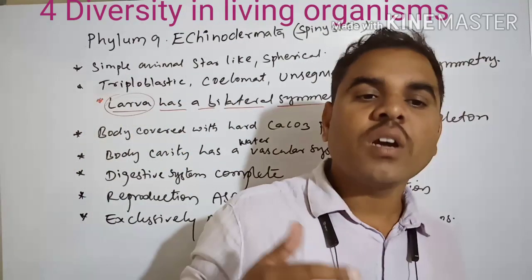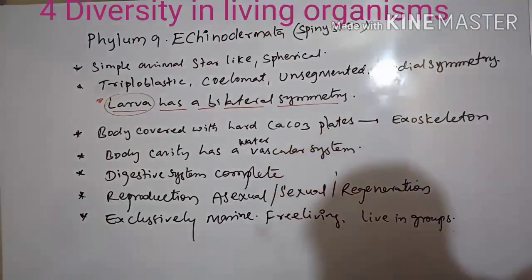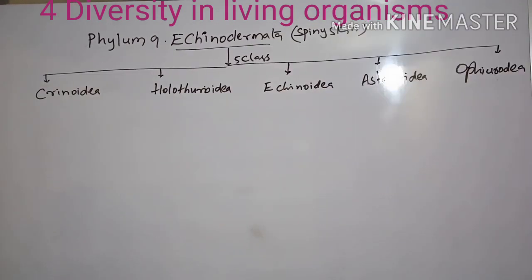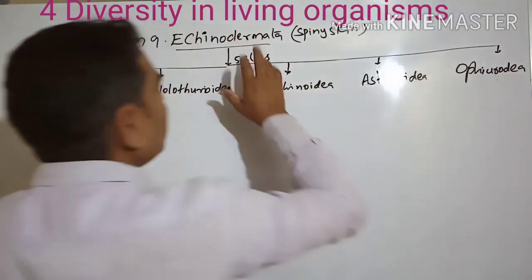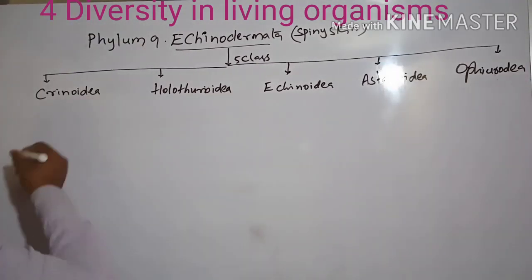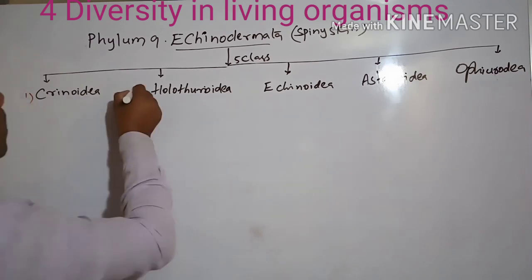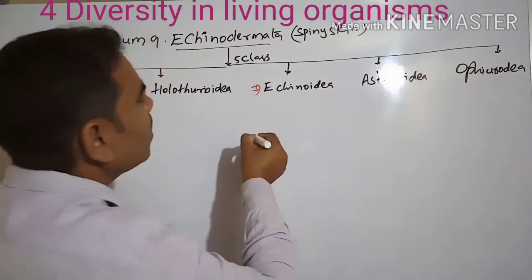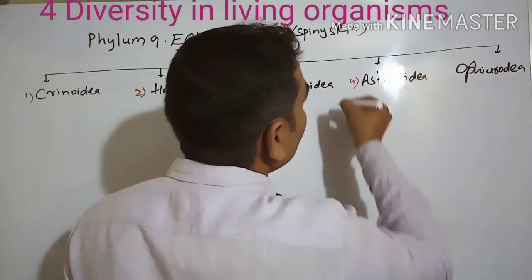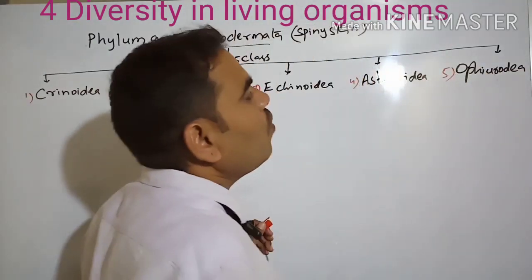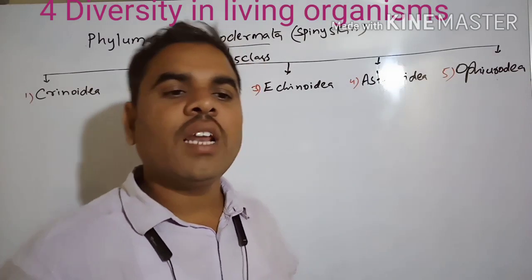Next we have to classify into classes. Echinodermata is divided into 5 classes. First is Crinoidea, second is Holothuroidea, third is Echinoidea, fourth is Asteroidea, and fifth is Ophiuroidea.